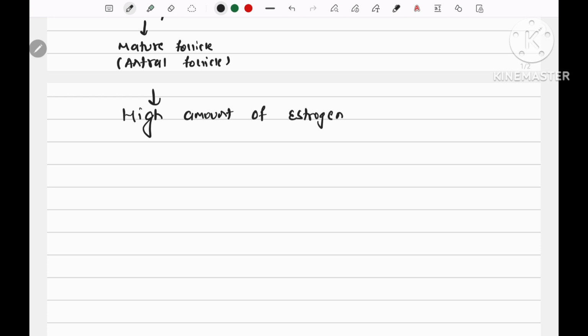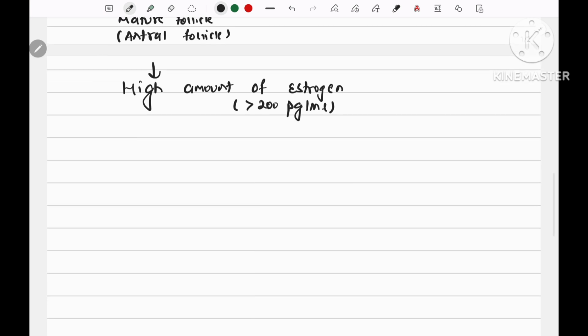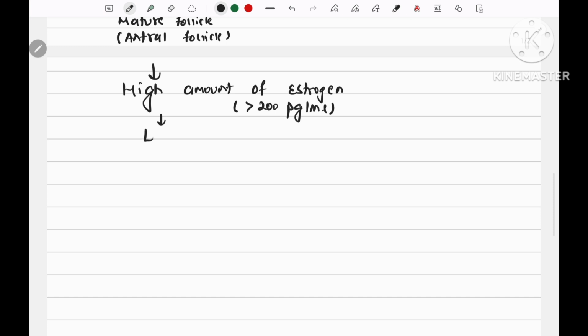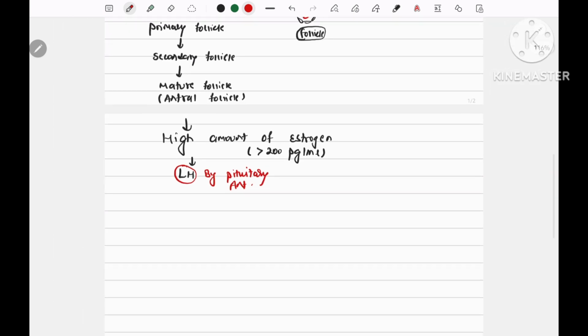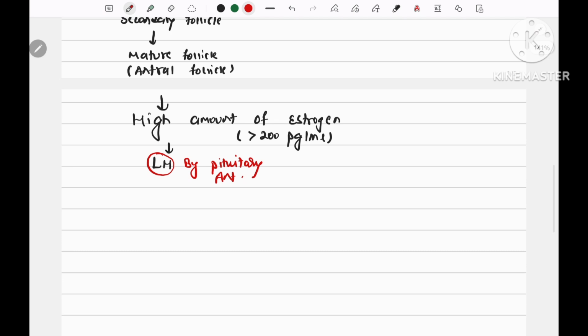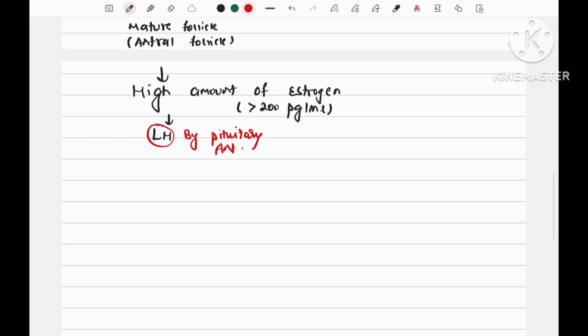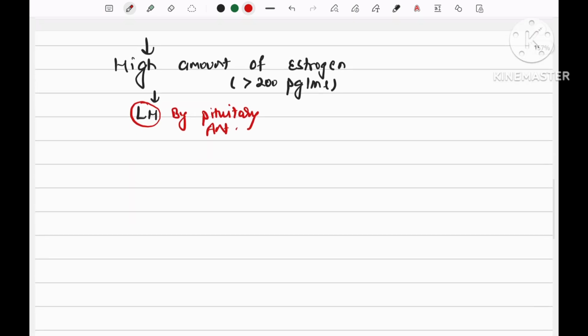When the estrogen level reaches its maximum, which is more than 200 pg per ml, then there is a release of LH. Where does LH get released from? It is released by the pituitary. Which pituitary? The anterior pituitary. So when there is a high amount of estrogen, there is LH release by the anterior pituitary.